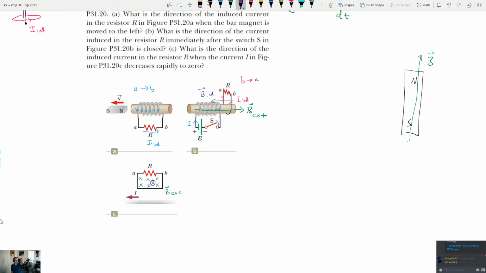And if I point my thumb in the direction of that induced field and wrap my fingers around, then I'm going to get that the induced current is going to go this way, this way, this way. Which is, as you all said, from A to B. A to B.